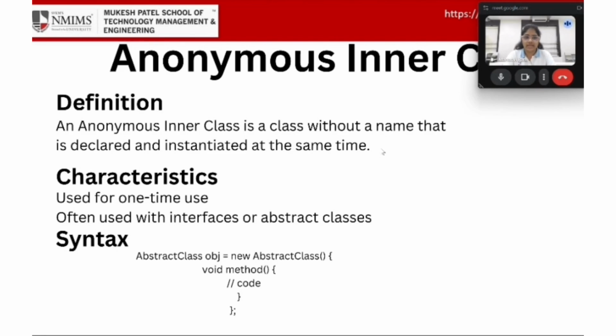Now the last type is anonymous inner class. An anonymous inner class is a class without a name that is declared and instantiated at the same time. Anonymous classes are usually used when we need a class only once, especially when working with interfaces or abstract classes. Instead of creating separate files, we directly implement the method where the object is created. This saves time and keeps the code shorter.